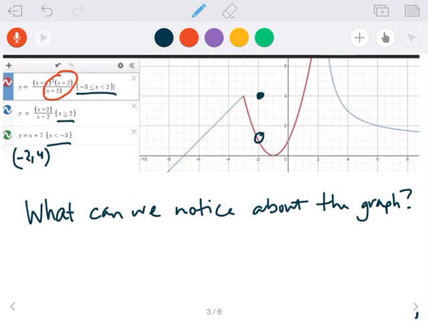And the fourth part of this function is just the point, negative 2, 4, so there is a point here. So this is still a function because there's a hole here, but a point there. It doesn't break the rule of whether or not something is a function.